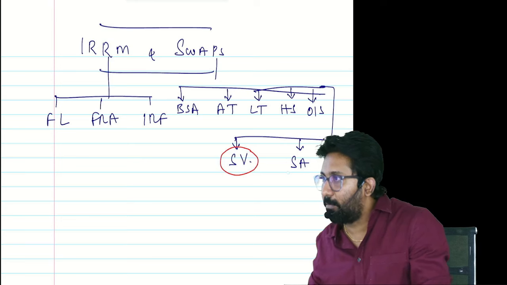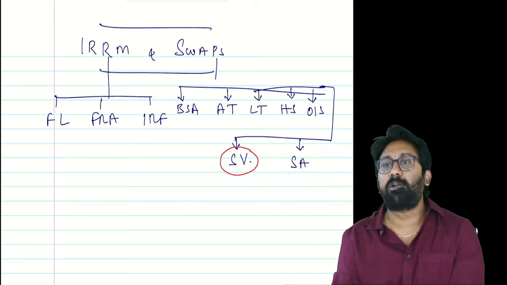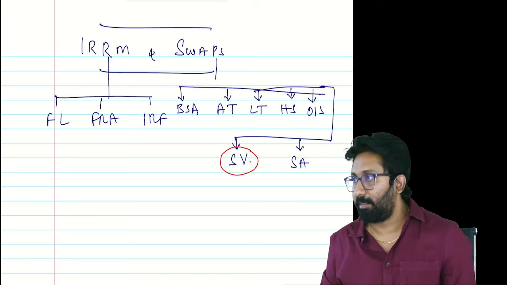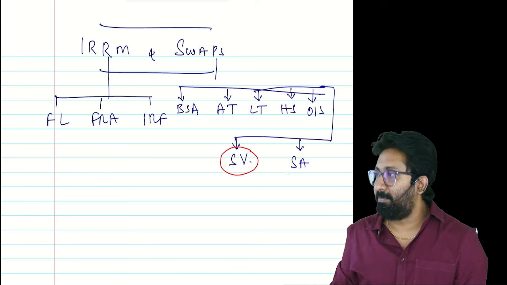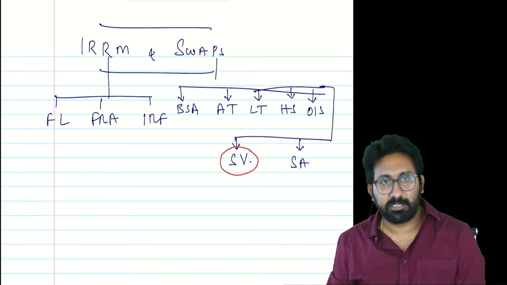How many concepts will come? Forward rates will come, bond violation will come, expectation theory will come, zero coupon bonds will come, swap violation will come. All in one question will come that will be given for 12 marks in exam. That's a swap violation. Are you understanding the point?